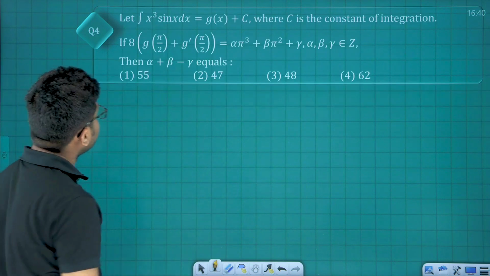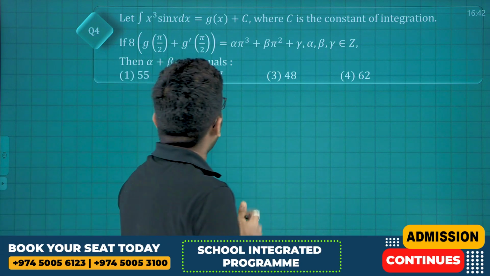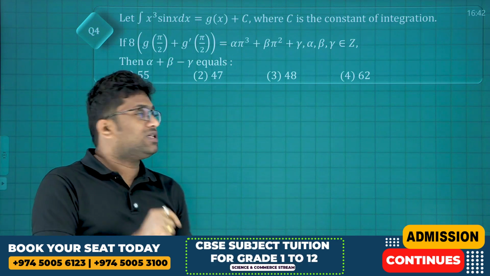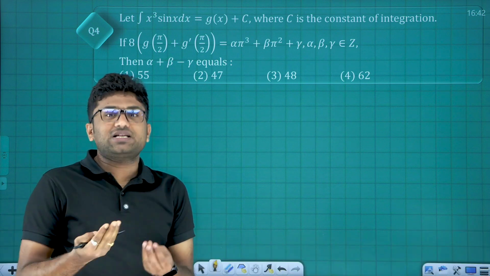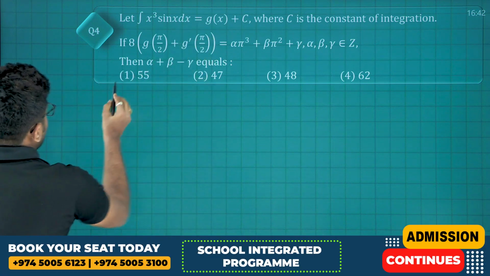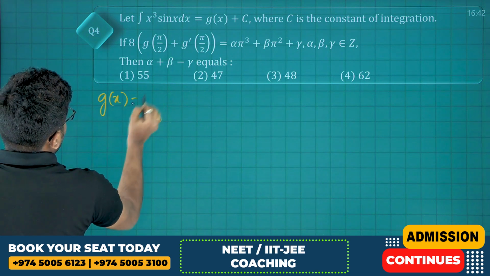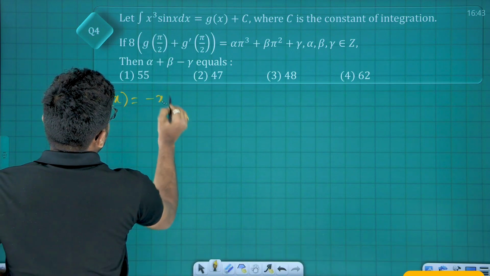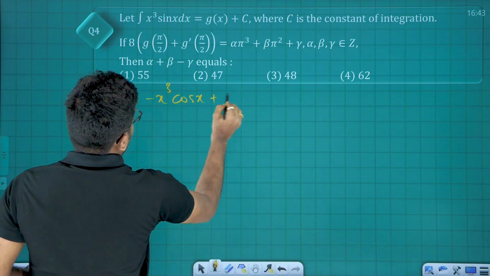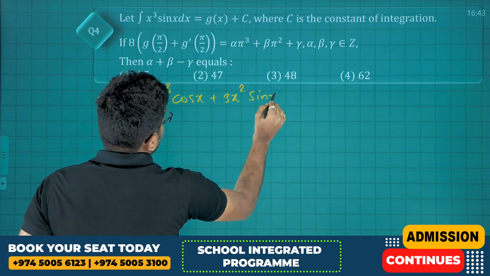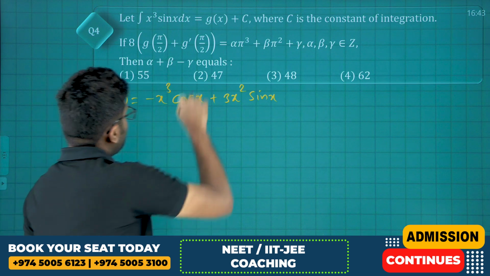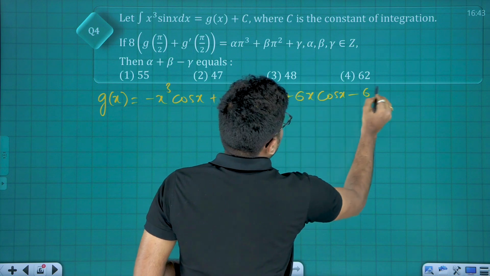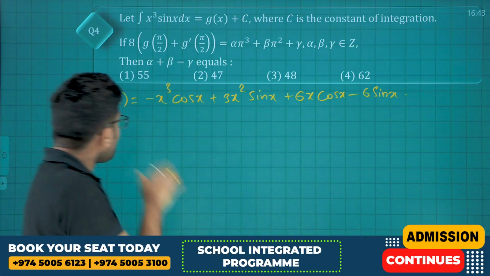Next question, friends. Integral of x cube sin x dx is equal to g of x plus c, where c is the constant of integration. If 8 of g of pi by 2 plus g dash of pi by 2, that means they are just asking us to find what is g of x. So just integrate: g of x is equal to integral of x cube sin x dx. When you integrate this by parts, it is minus x cube cos x plus 3x square sin x plus 6x cos x minus 6 times sin x. Okay, this is g of x.